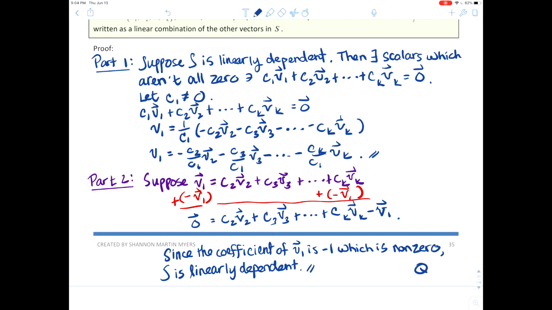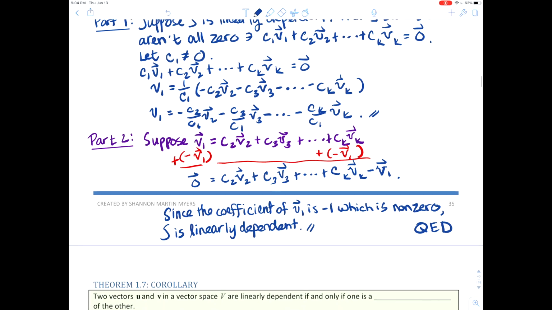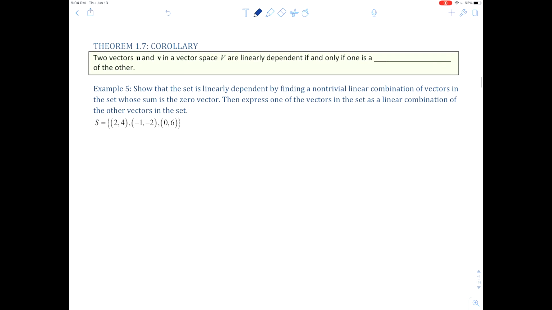All right, so we showed both cases, so we're all done with our proof. We've shown what is to be shown. Okay, so theorem 1.7 is a corollary, all right?